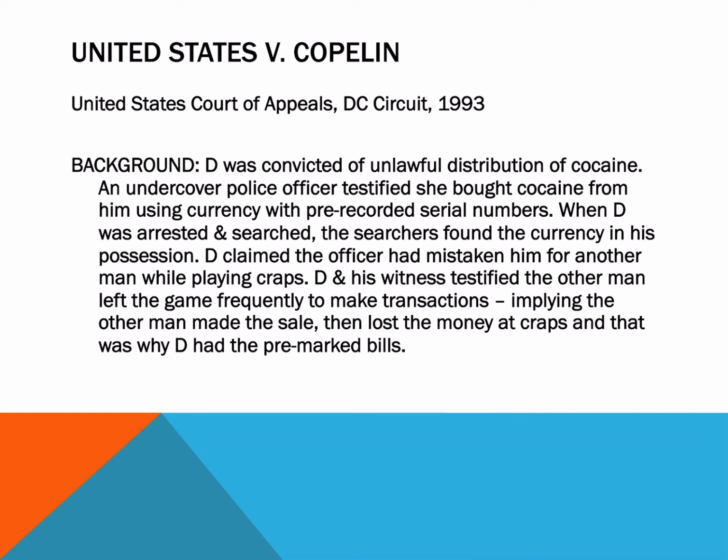The defendant claimed that the officer had mistaken him for another man while he was playing craps. The defendant and his own witness testified that this other man had left the game frequently to make transactions and then come back to the craps table, implying that this other man had made the sale to the undercover officer, then lost his money at the craps table, and that was why the defendant then had the pre-marked bills.